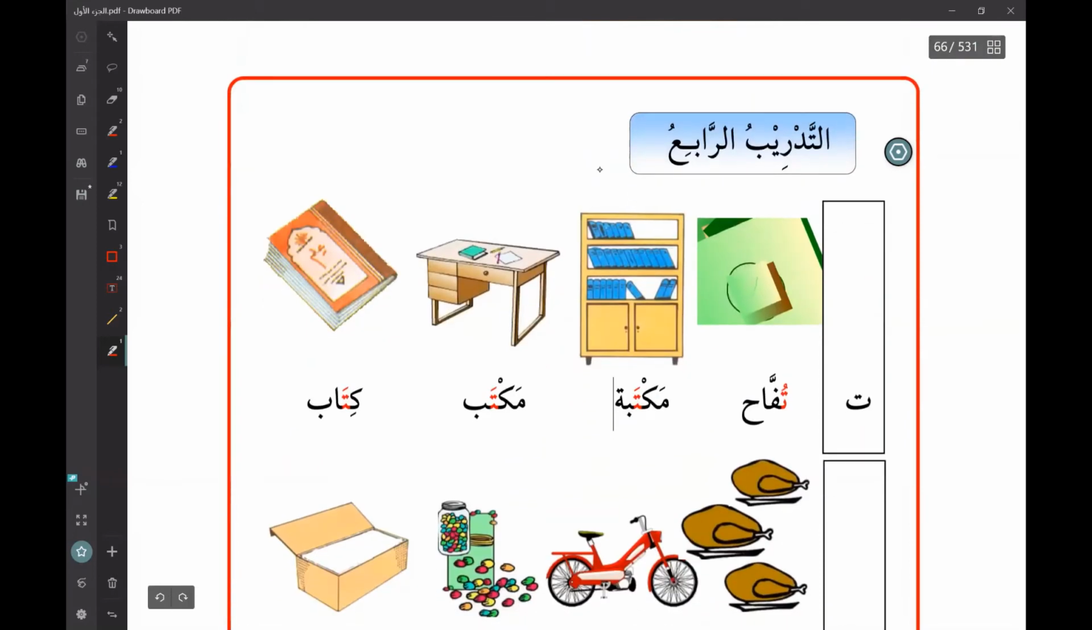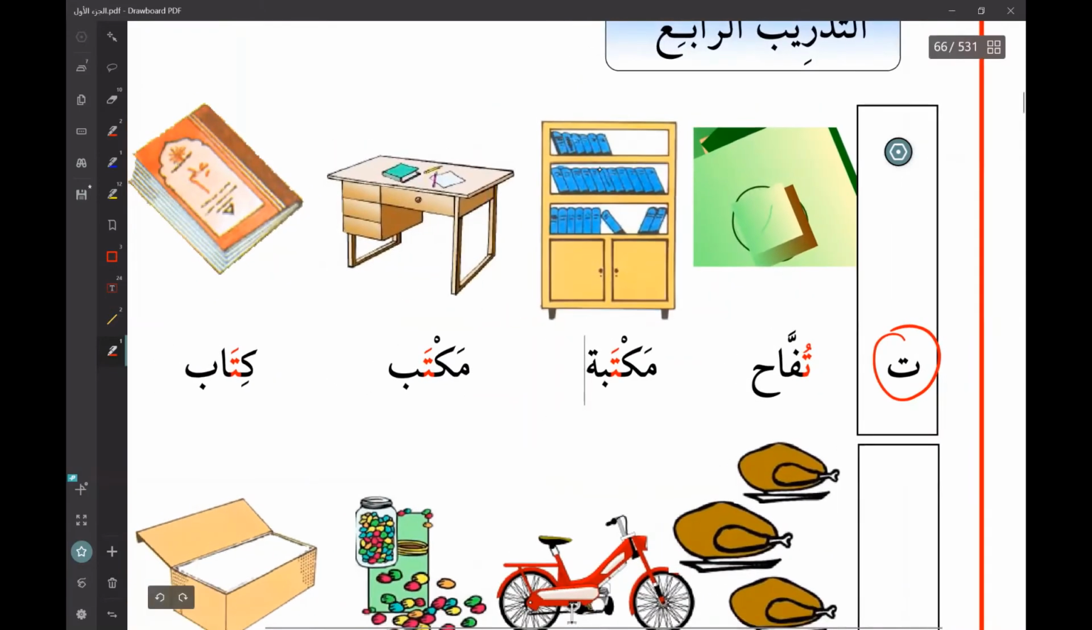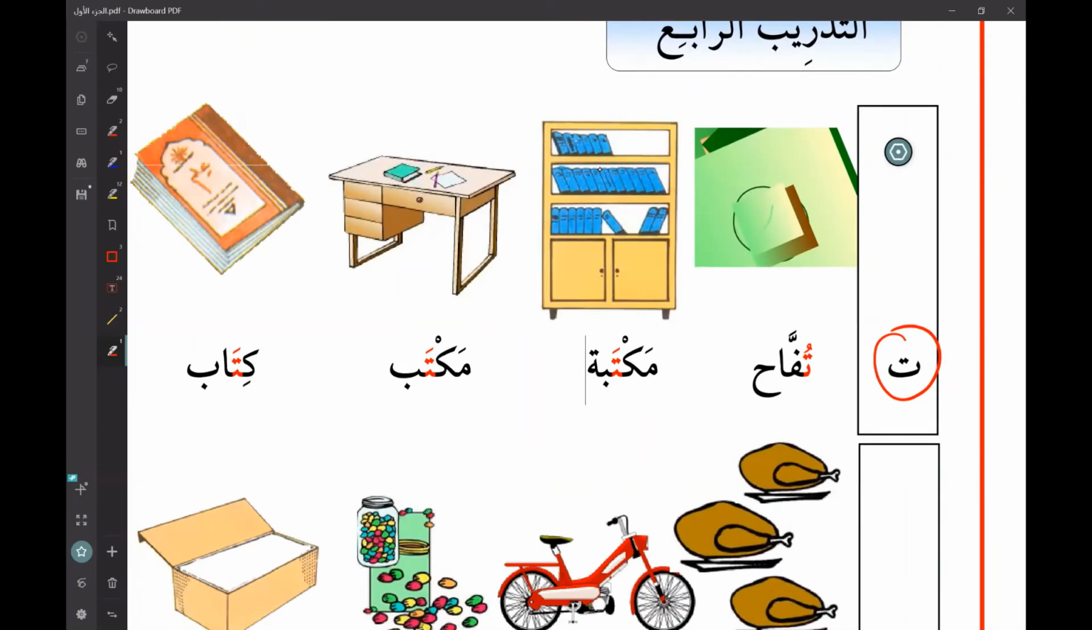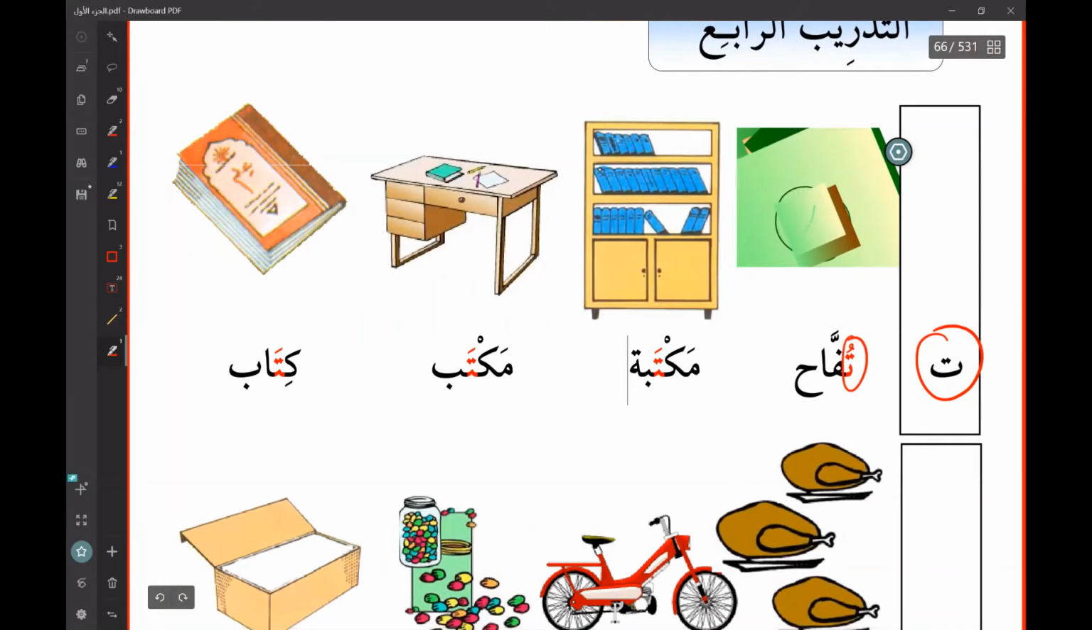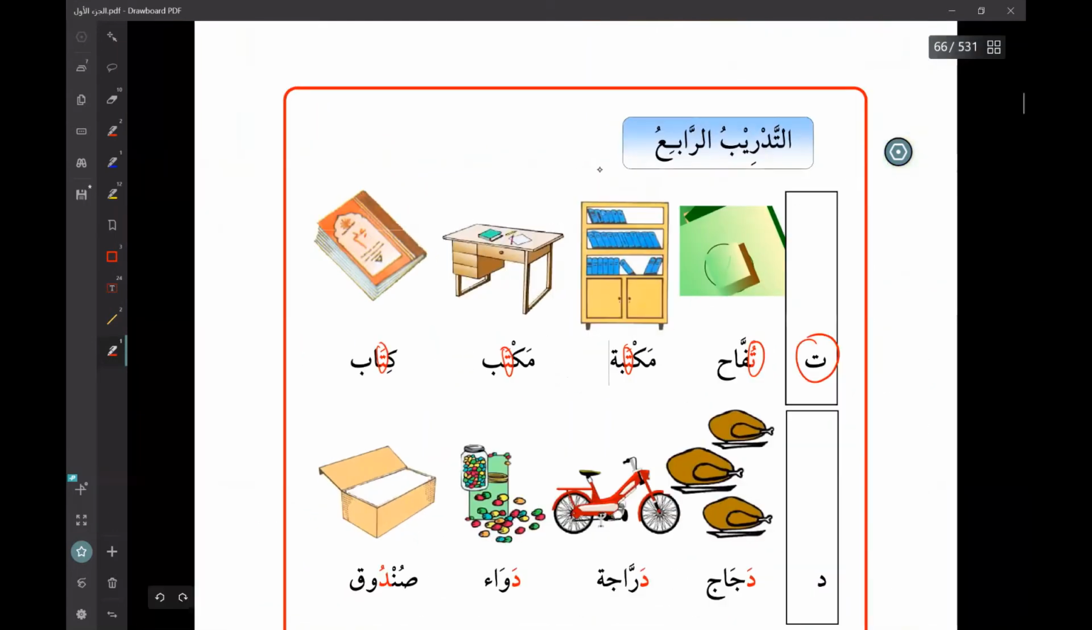Looks like we're getting some of the previous words. Tufah. So what's going on? Basically, they're showing the harf ta. There are ta in many different places in a word. So in the beginning, tufah. In the middle, maktaba, right? And in the middle, maktab. Maktaba is library, maktab is desk. And also in the middle, kitab is book, right?